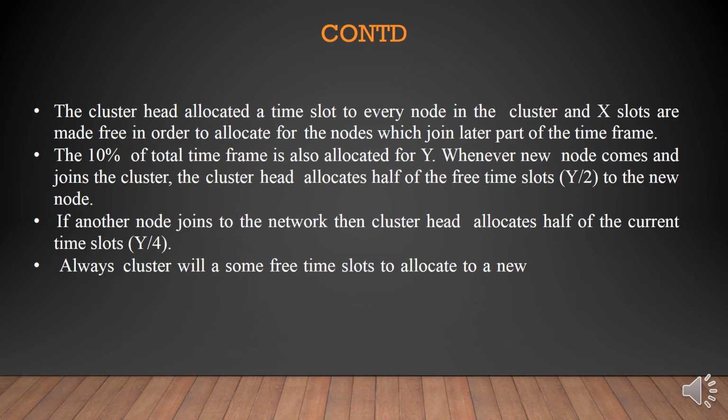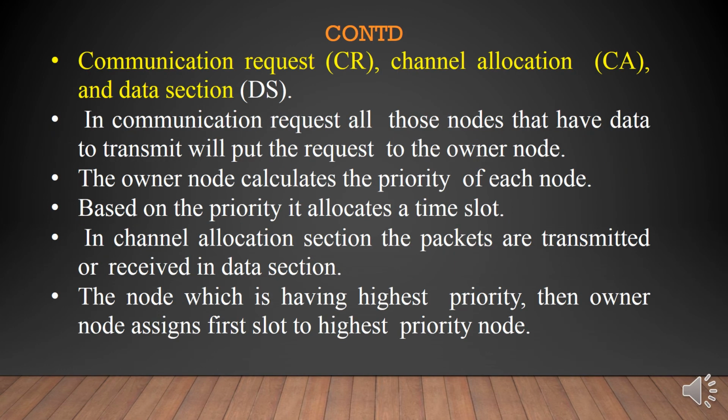Whenever a new node comes, the cluster head allocates half of the free time slot. When another node comes, it gets Y by 4. So initially when it starts, the total frame is Y. The first node comes, it gets Y by 2. Then the second node gets the current time slot Y by 4. The cluster will always have some time slots to allocate to nodes.